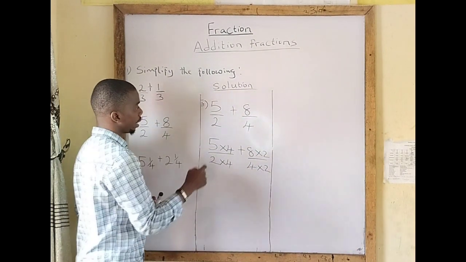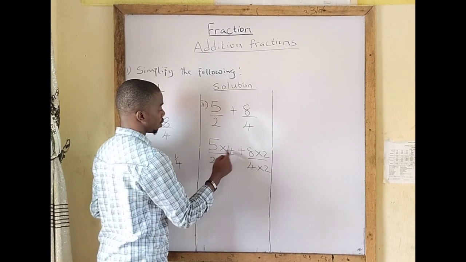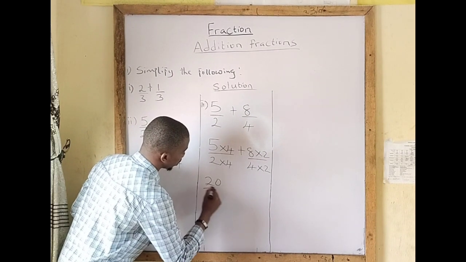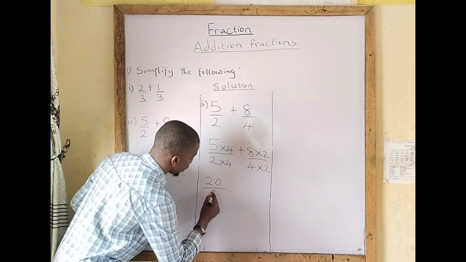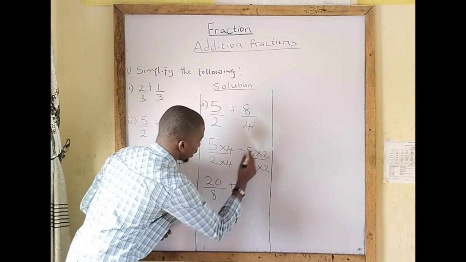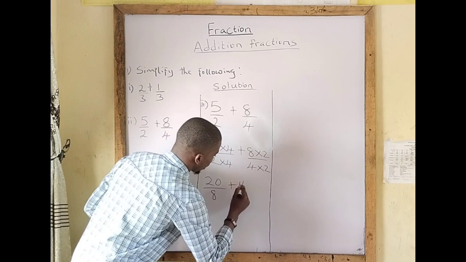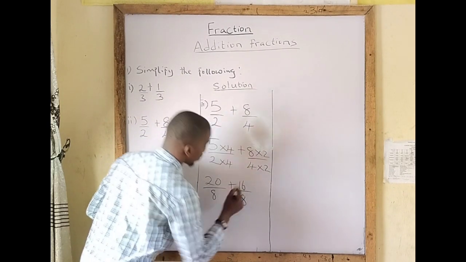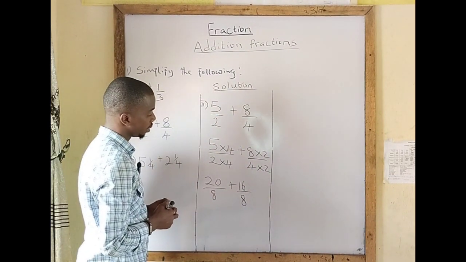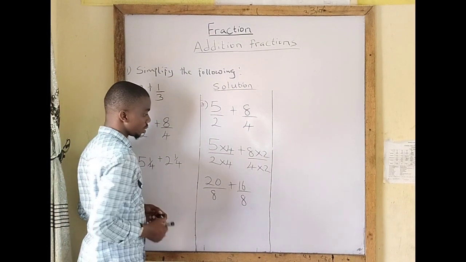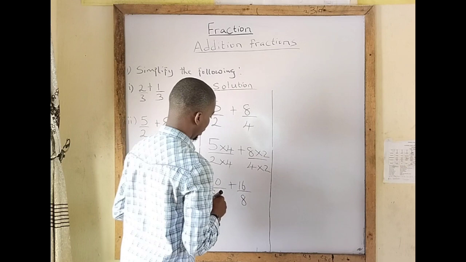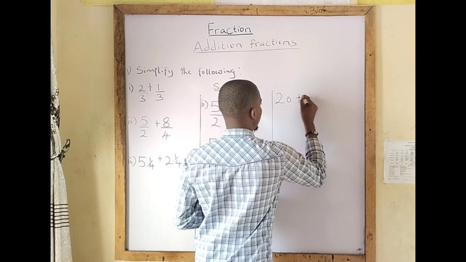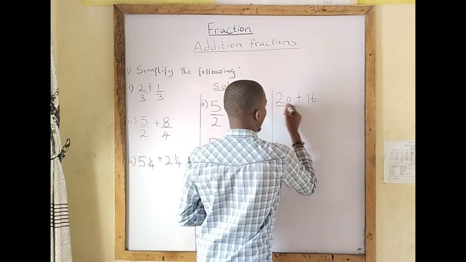Okay, and we have that 5 times 4 is equal to 20, and 2 times 4 is 8, plus 8 times 2 is 16, and 4 times 2 is 8. All right, so now we can see that the denominators are now the same, so we take it to a single denominator and add the numerators. So we have 20 plus 16 all over 8.